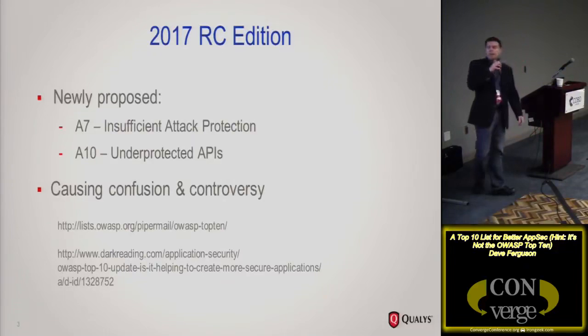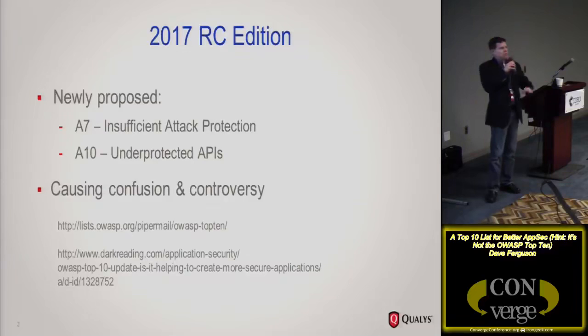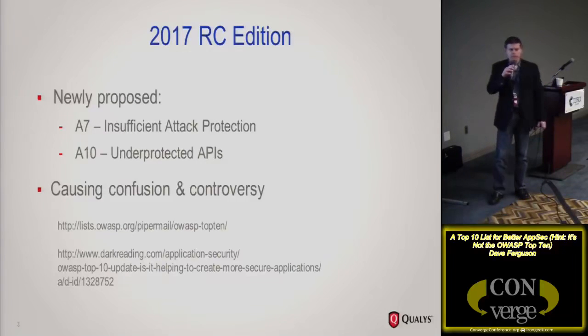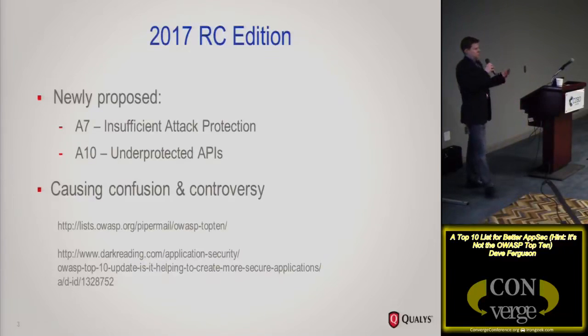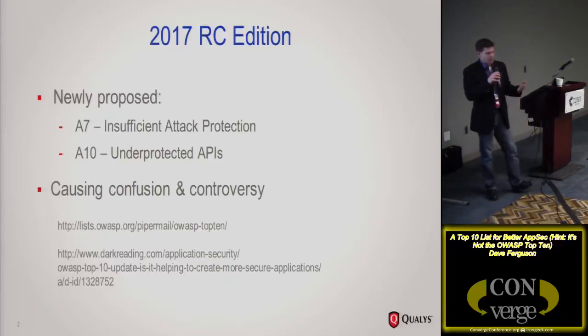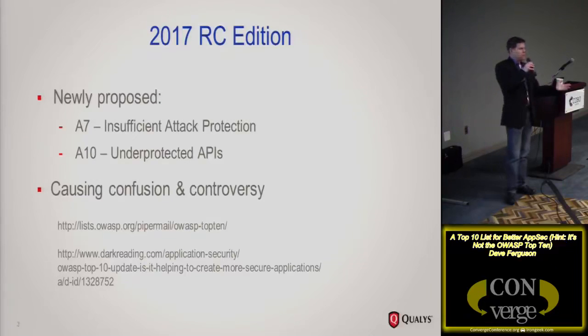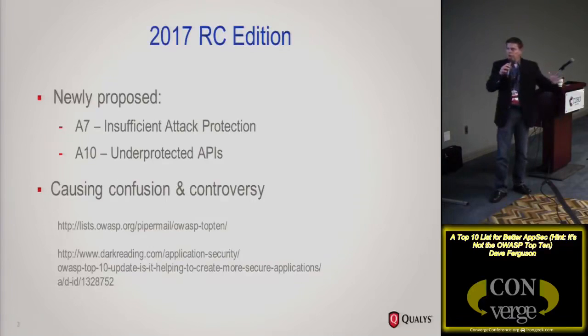So insufficient attack protection, it's completely different than any other type of OWASP Top 10 issue in the past, in that this is not really a vulnerability or a risk. It's really like a way of protecting applications that may have vulnerabilities. So it's not about fixing vulnerabilities or knowing that you have them. It's just about protecting applications. So it's kind of a paradigm shift in a way, and there is a lot of controversy.